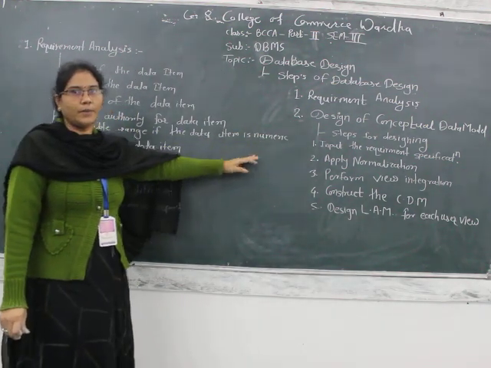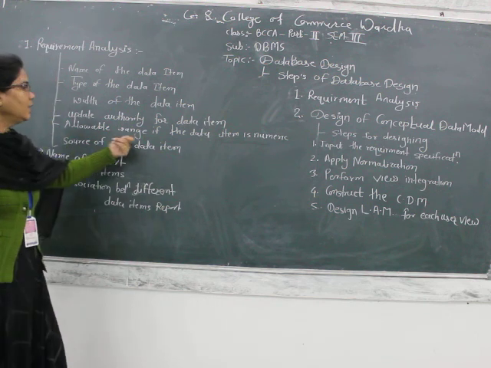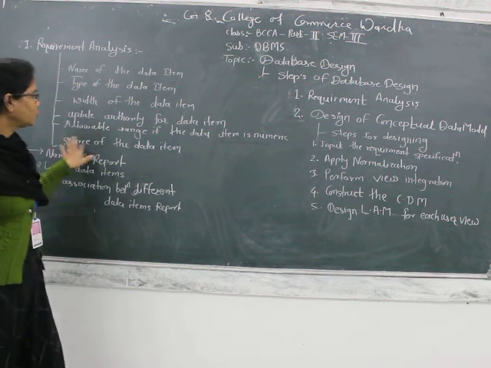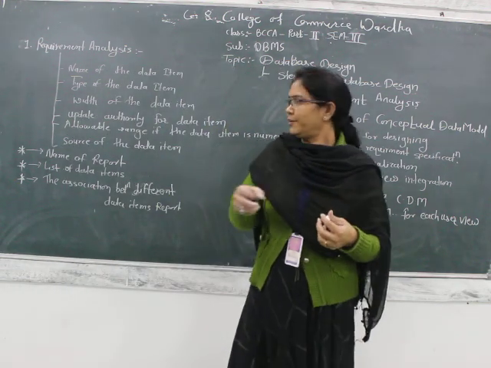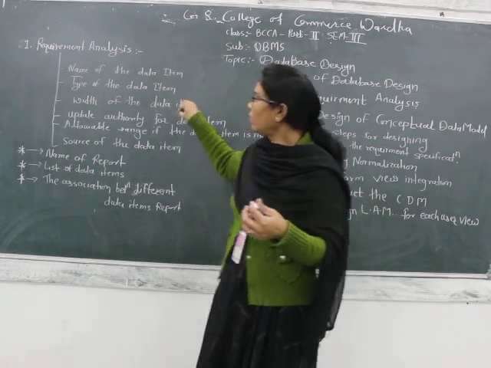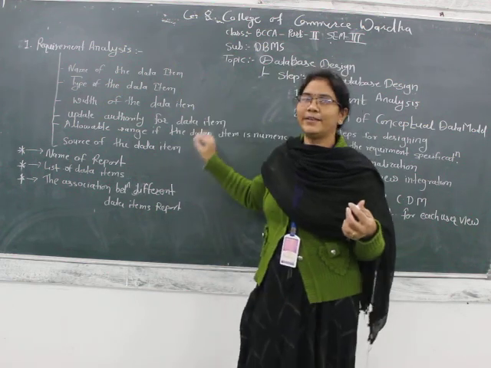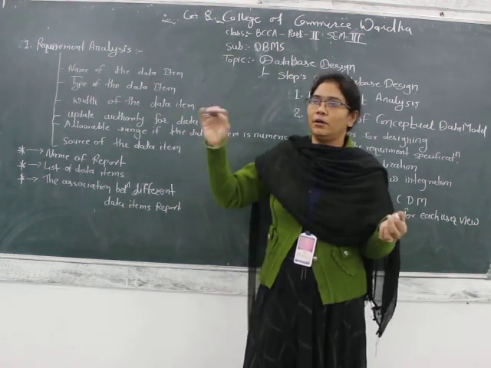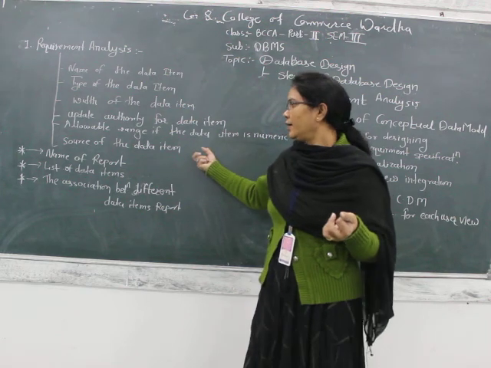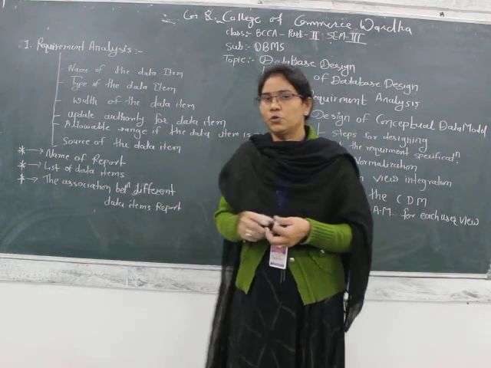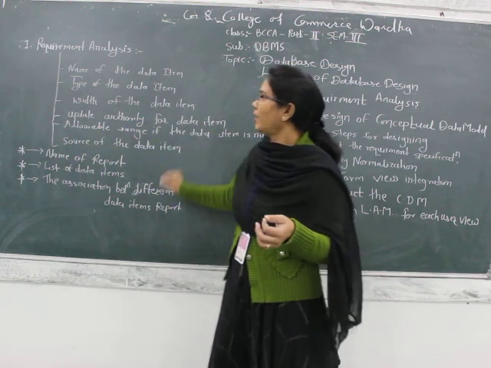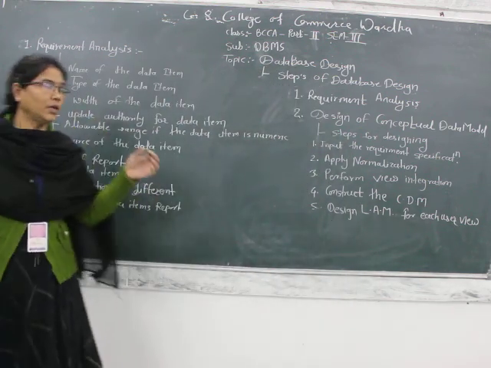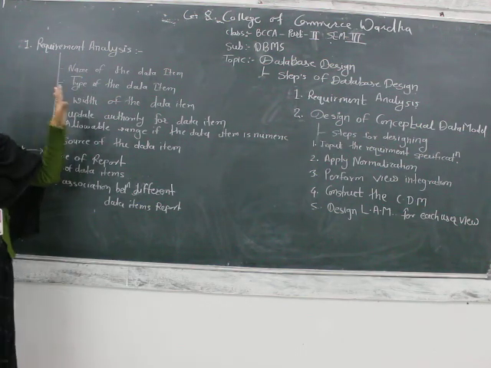If it is numeric type, then and only then will I provide the range. Then the source of the data item. That means the user has to enter the value of that particular data item directly, or we can derive that data item from another field. So the source of that particular data item I have to decide here. Those are nothing but the requirement analysis.